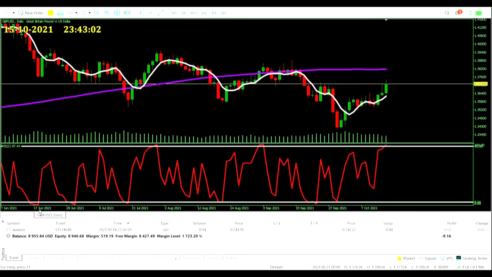Can't trade it because we're already in on the Australian dollar US dollar pair. Don't want conflicting trades for our US dollar, but this is a sell signal for you. RSI at 97.44, price below the average. We'll try and track what happens with that one.